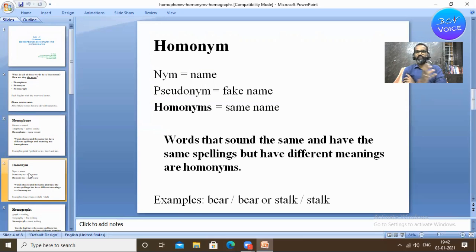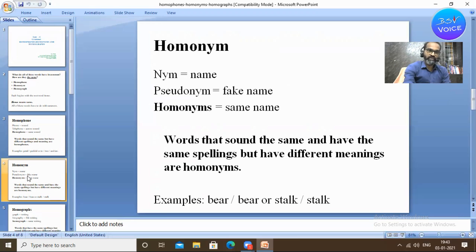Let us see what homonym is. Nym means name. Homonym means same name, pseudonym means fake name. Homonym means same sound and same spelling. Words that sound the same and have the same spellings but have different meanings are homonyms. The pronunciation is the same, the accent is the same, but the meaning is different.